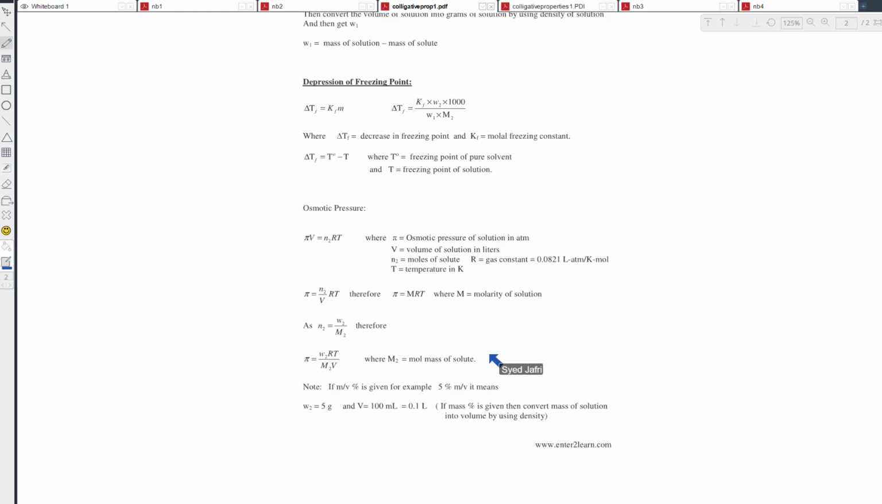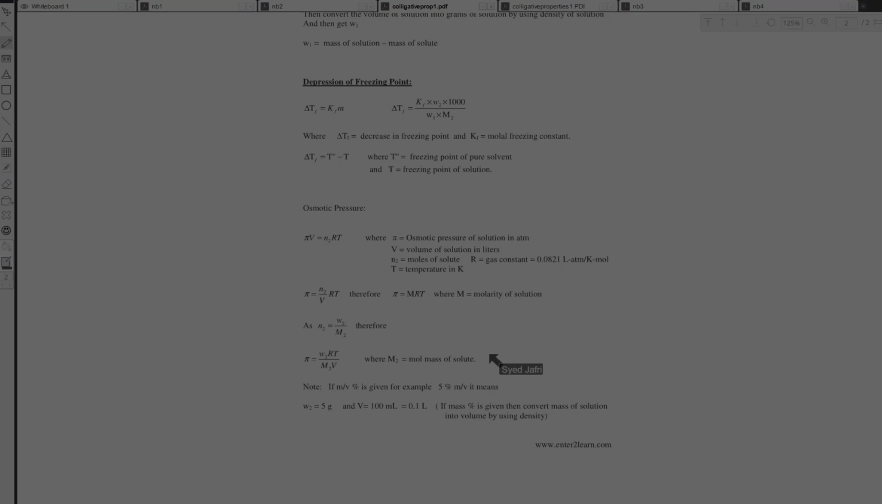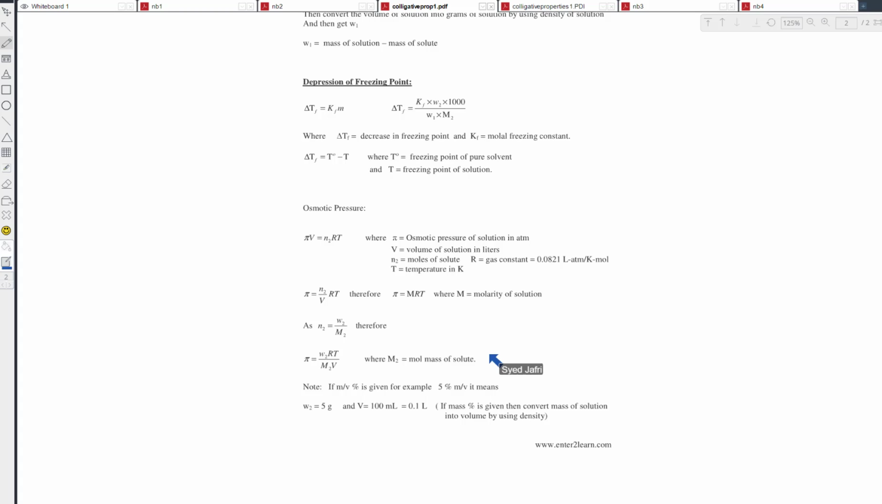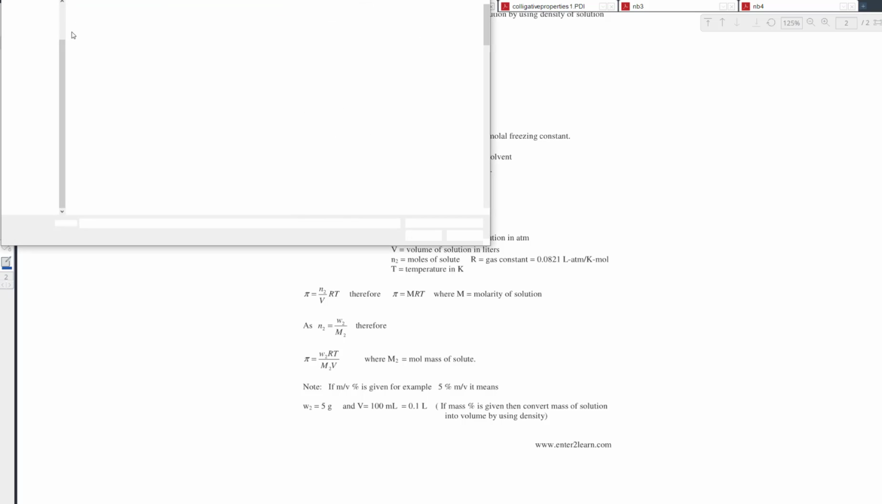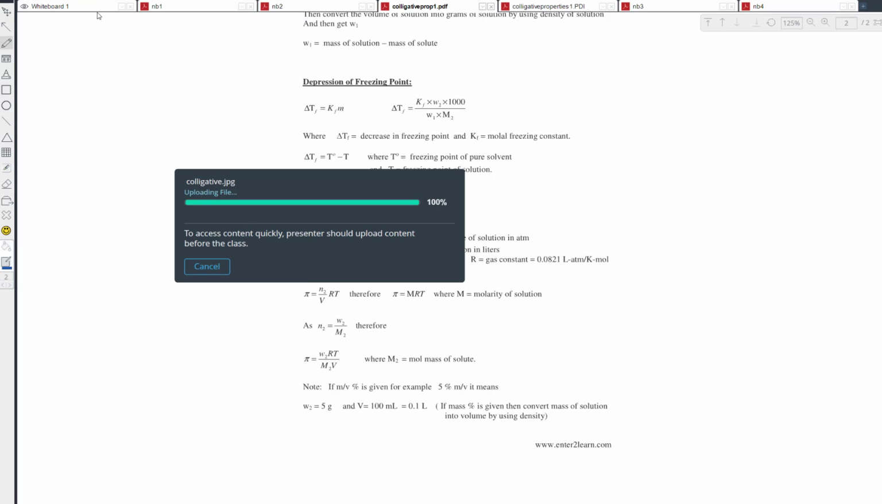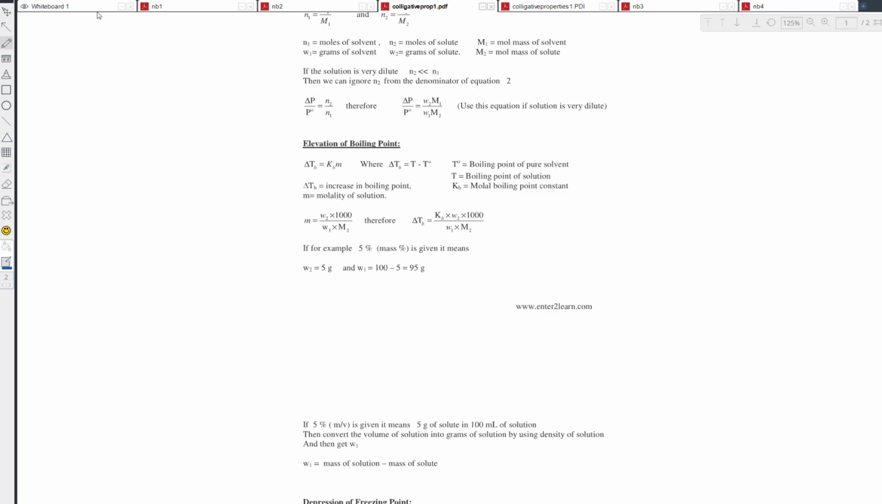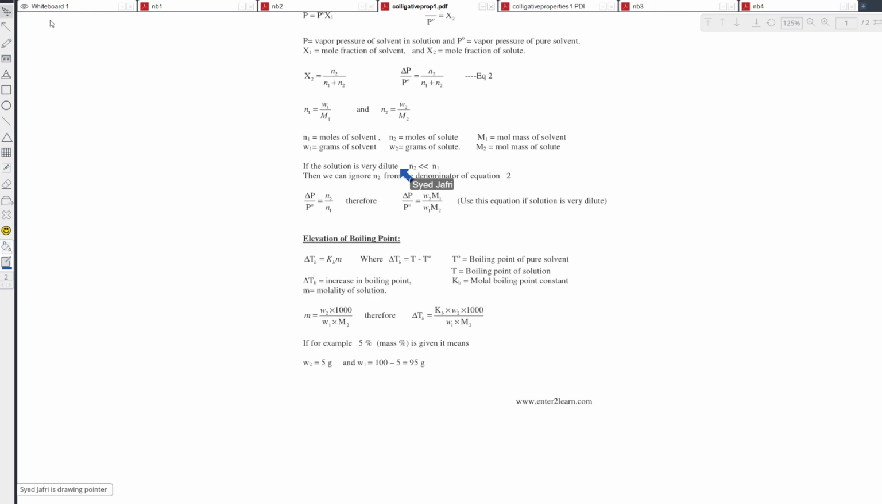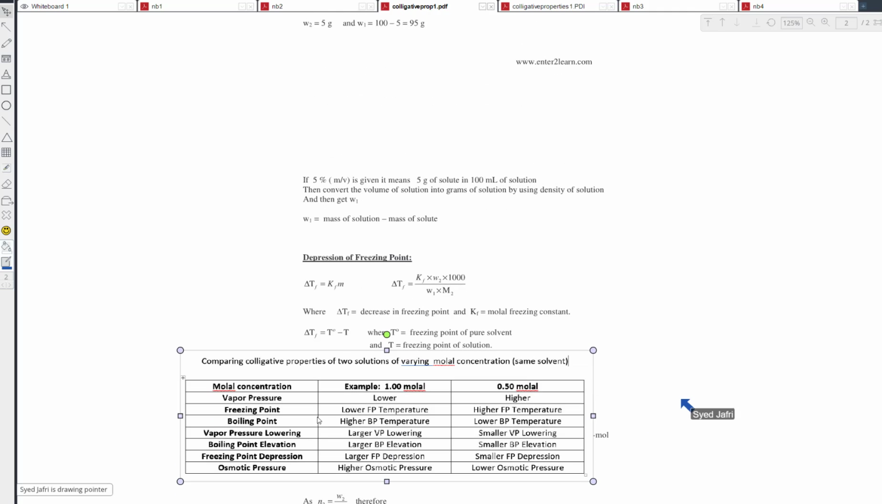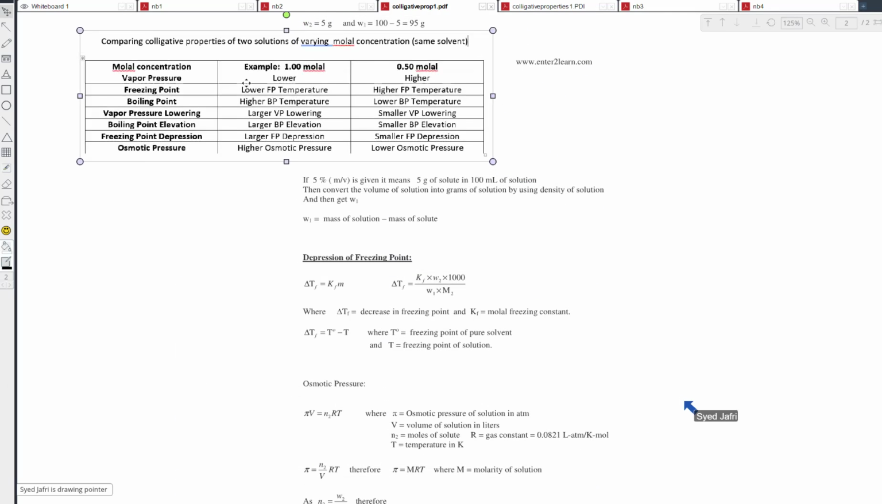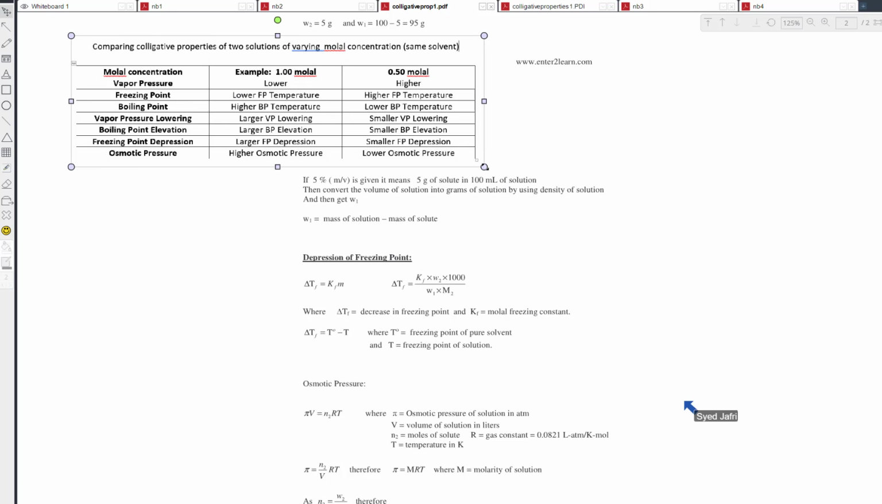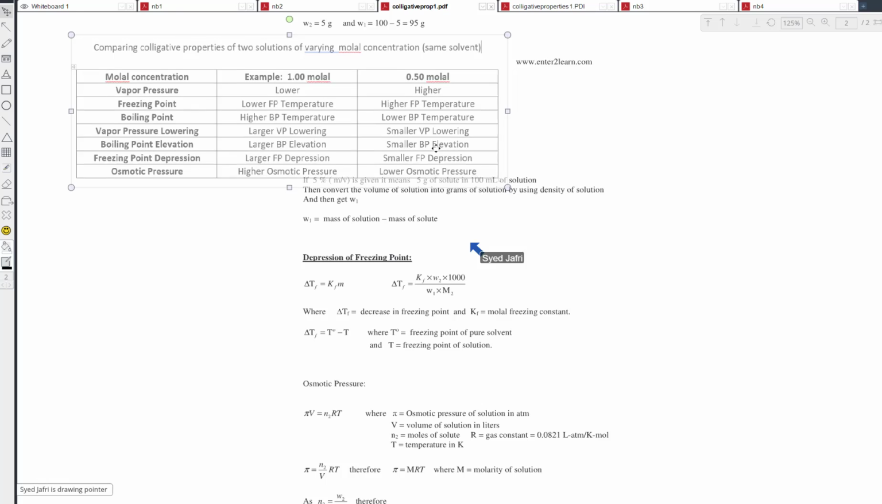I want to make sure that I'm understanding this correctly, so I'm going to load this in. It's a chart, and it goes with everything that we discussed about the colligative properties and the relationship. Oh, you made this one. I just wanted to know if this was accurate.